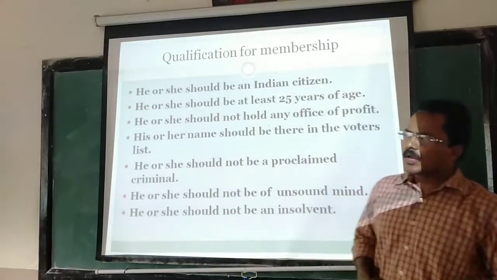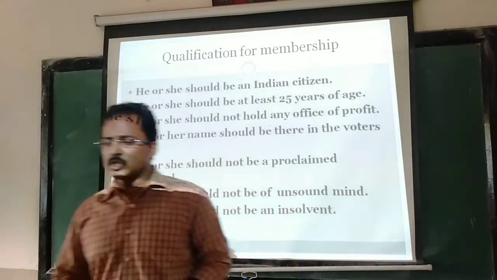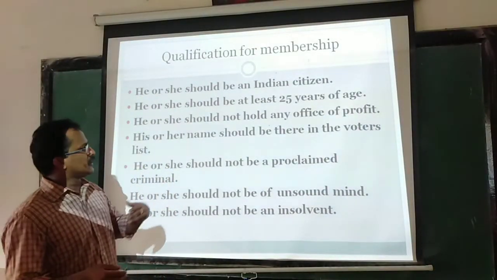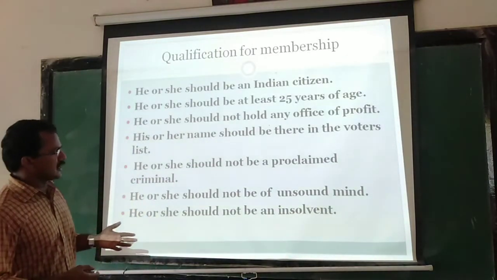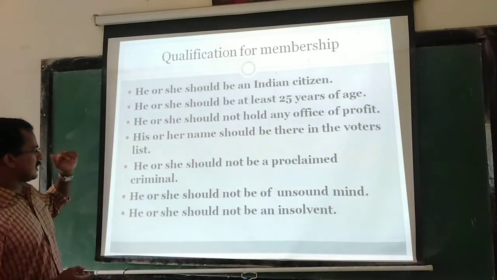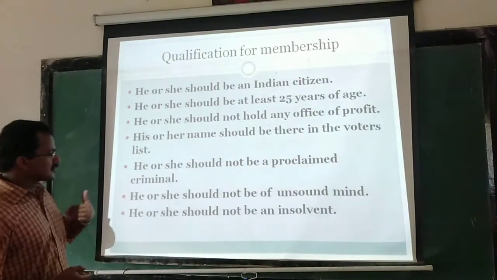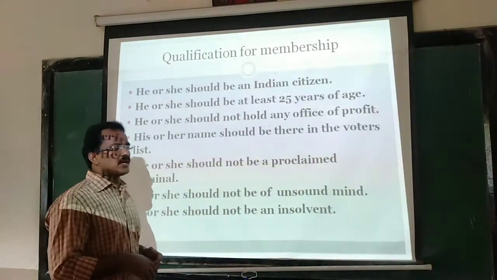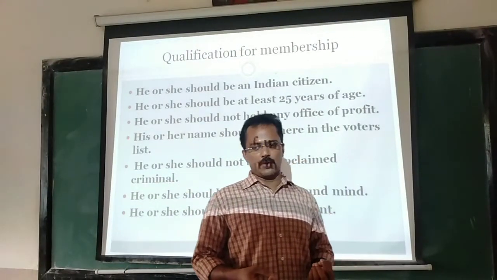Once again, he or she should be an Indian citizen. He or she should be at least 25 years old. He or she should not hold any office of profit. His or her name should be there in the voters list. He or she should not be a proclaimed criminal. He or she should not be of unsound mind. He or she should not be an insolvent. If these qualifications are not there, the person can be disqualified.